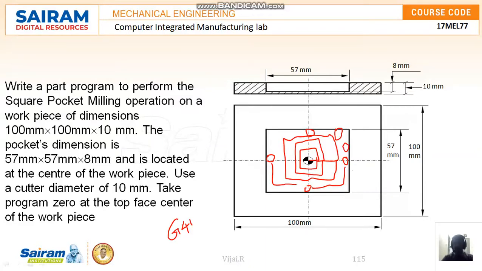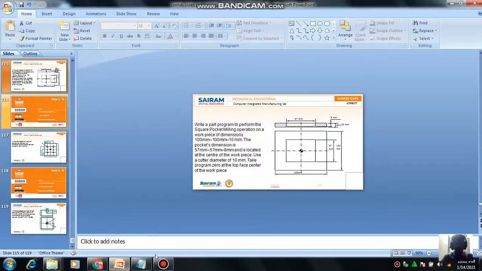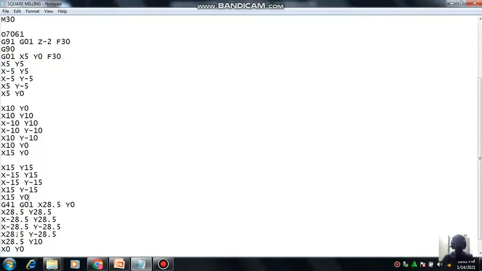Here the x value and the y value we are going to calculate, and that we have written in the program, that is in the notepad or my Word document or whatever it is. We are writing here x is 28, x 28, y 28, okay. So that minus 28.5, like this we have written.